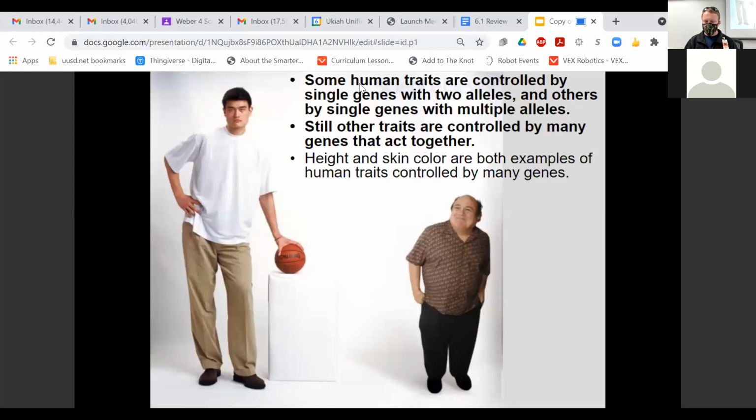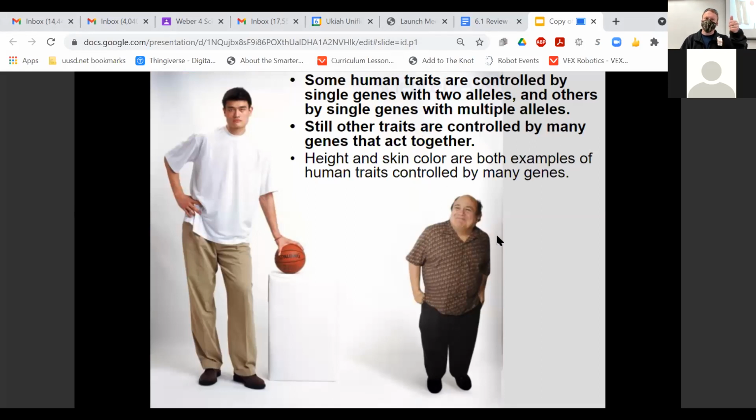Okay, so you definitely have to write down the top two. Some human traits are controlled by a single gene with two alleles, others by single genes with multiple alleles. Still other traits are controlled by many genes that act together. Height and skin color are both examples of human traits controlled by many genes.